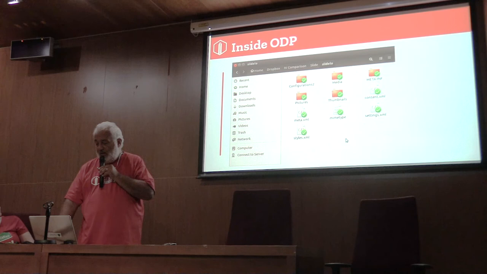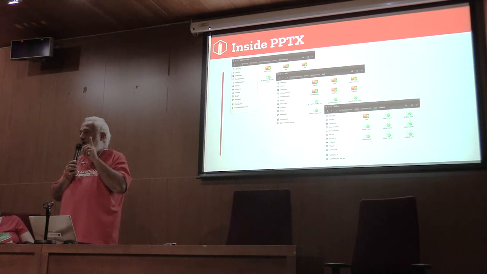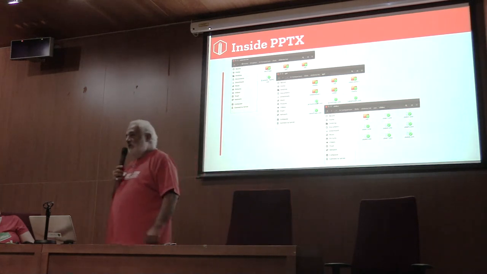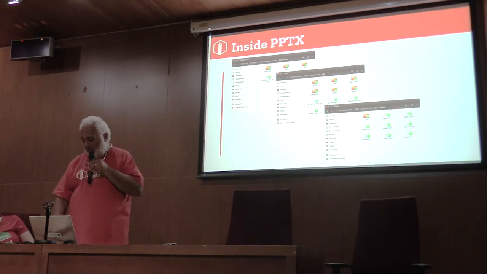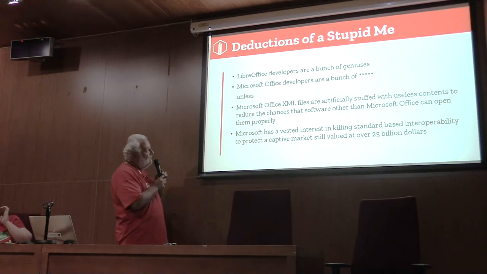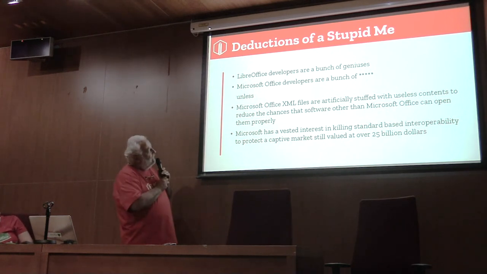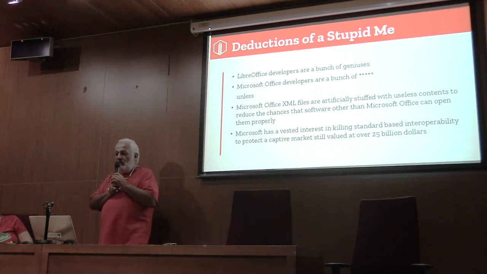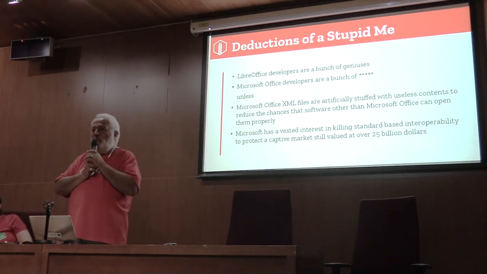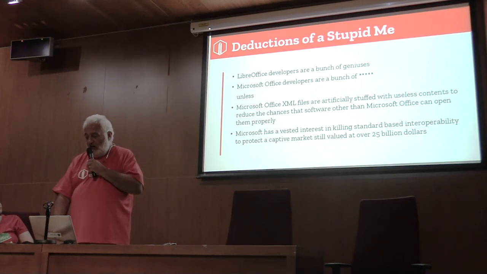it's a nightmare. If you look at presentations, it's funny because the standard says that the content file should be one, and in PowerPoint you have a content file for each slide. So it's not even consistent with the declaration of the standard. So these are my own deductions. Either LibreOffice developers are a bunch of geniuses, and an applause for the guy, and Microsoft Office developers are a bunch of idiots, but I don't think so. The difference is that they put unnecessary stuff into Office Open XML to make it more difficult to read.